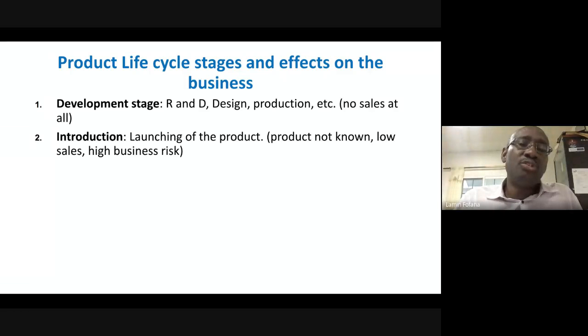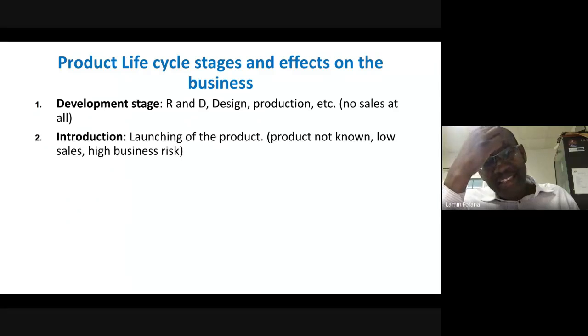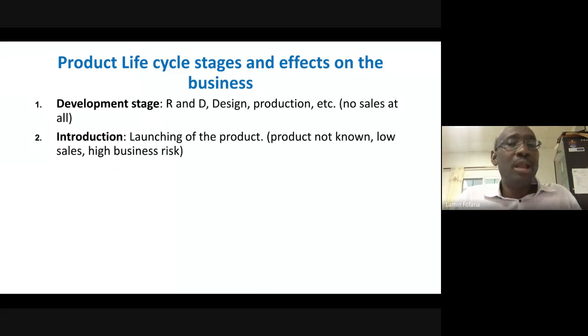And some products, some businesses don't survive this stage. At the development stage, they could not proceed further, and the concept dies down at that stage. So the next stage is the introduction stage. At this stage, the product must have been designed and produced, and is ready for market. The business effects at this stage will be what? The product is not well known.